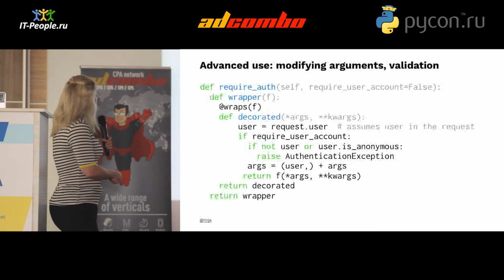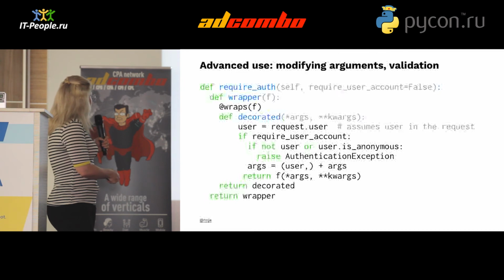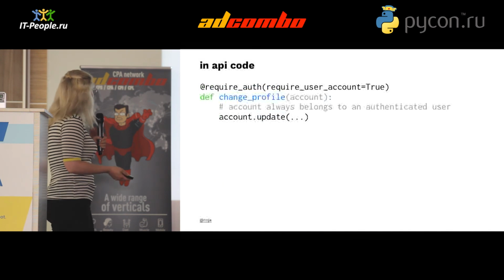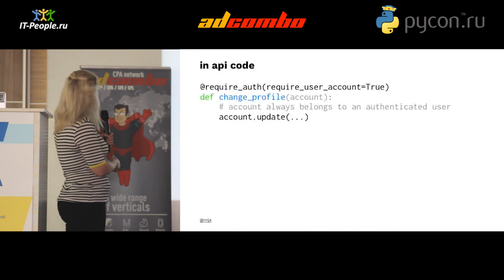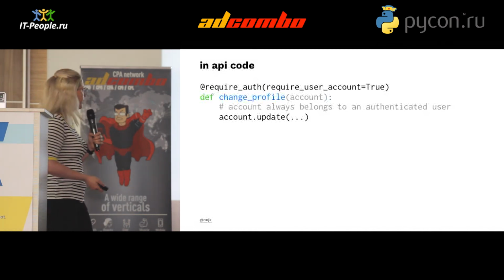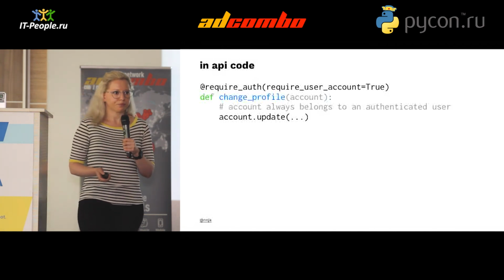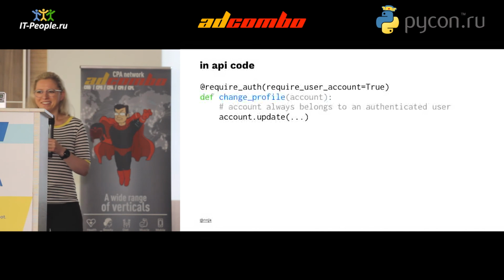Otherwise, we're going to take the args and we're going to change them. We're going to add user into the args, just insert it into the beginning, and then return the value of the function with these new modified args. So now in our API code, we could use this decorator. It's called require auth, and we can say that require user account is true, and account will always be passed in to any function that was decorated with this, and we know that it'll always belong to an authenticated user at this point. So that's pretty cool.